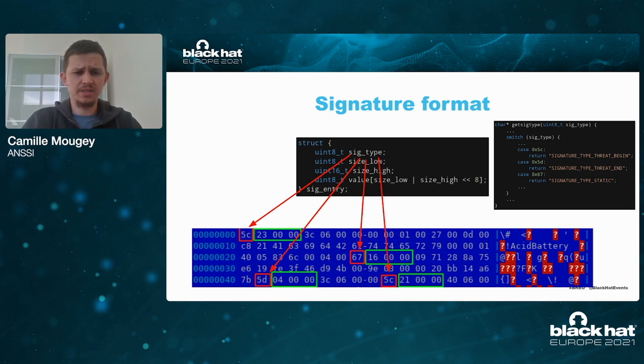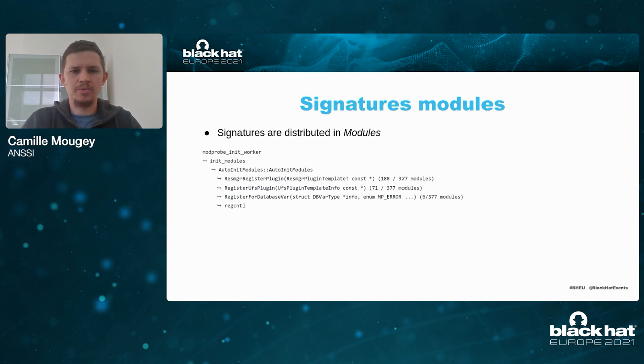To understand what the type 5C corresponds to, we have a GetSigType function in DPDB, which declares the actual debug name for this signature. For instance, 5C is signature type thread begin, and this is useful to understand what the signature is about.